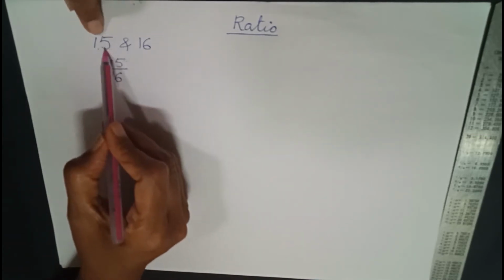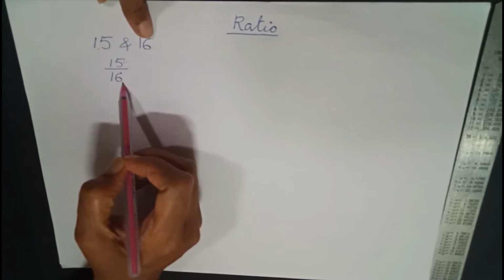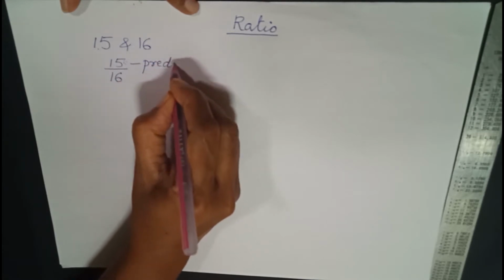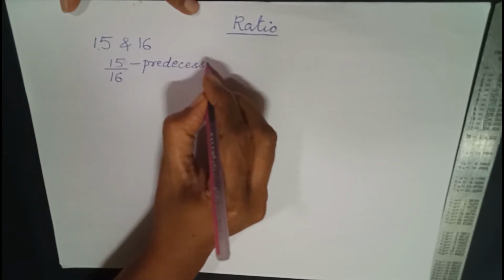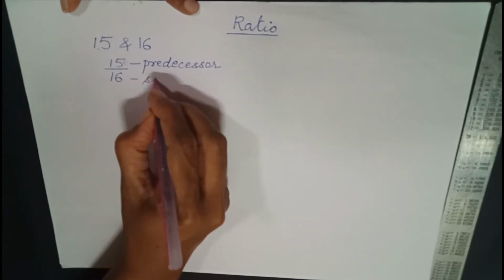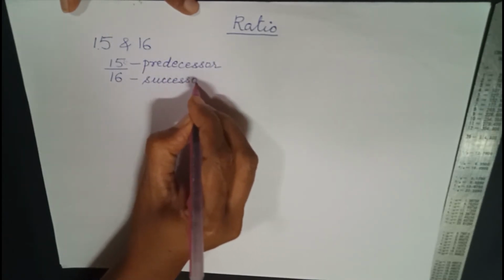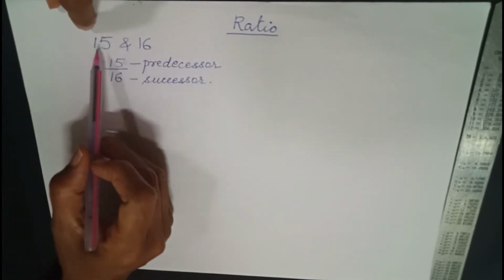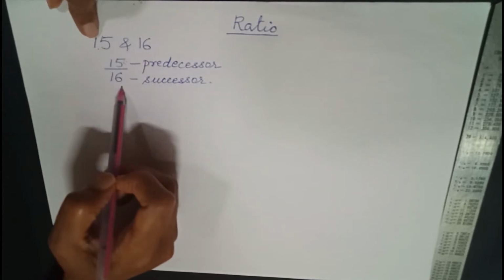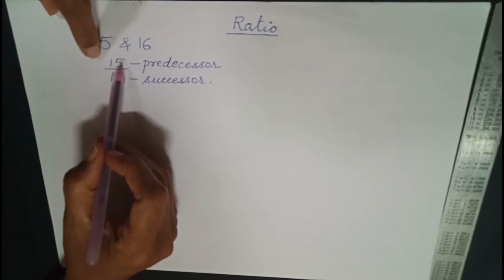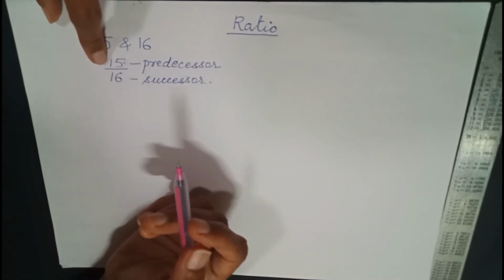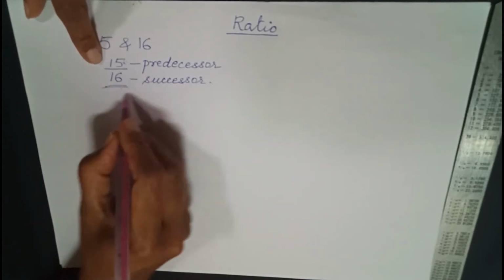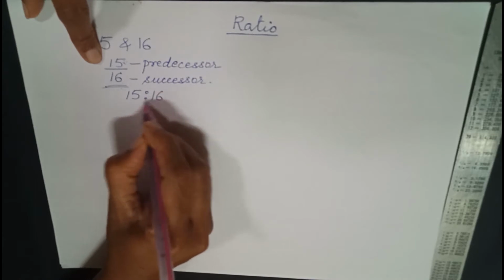Like here, 15 comes in the numerator, 16 comes in the denominator, right? The number which is written in the numerator is called the predecessor, and the one which is written in the denominator is called the successor. So if two numbers are given and you have to find the ratio, you just divide them. That is 15 upon 16. So this is the ratio I have got. Now you can see 15 and 16 do not have any common multiple which can be cancelled and reduced, so this becomes my final ratio. It is written either like this or as 15:16.